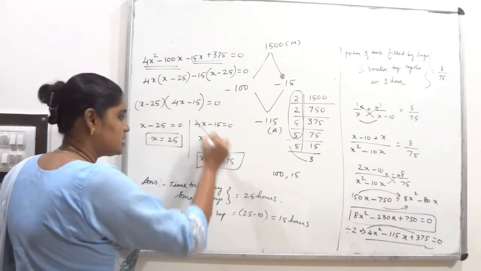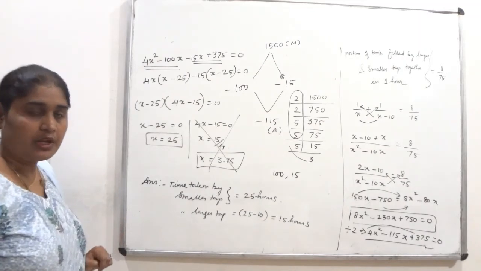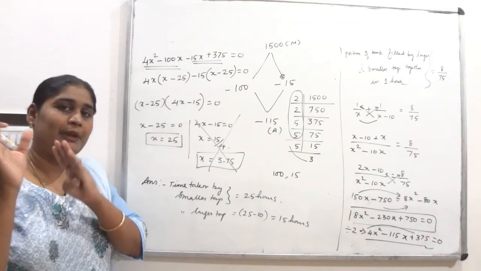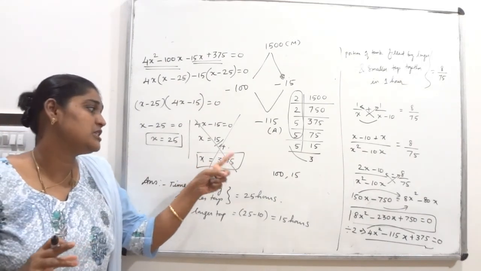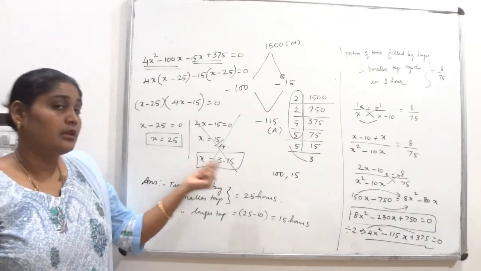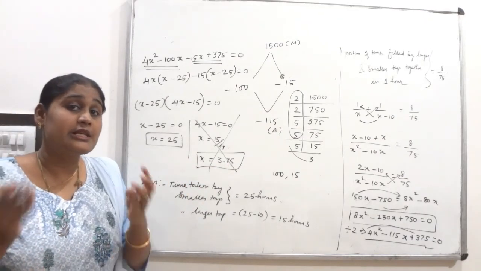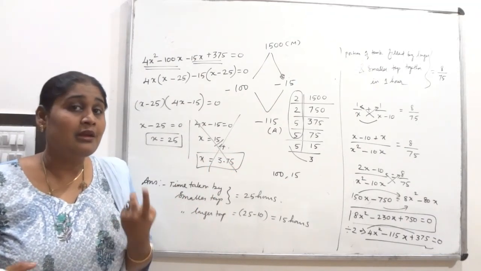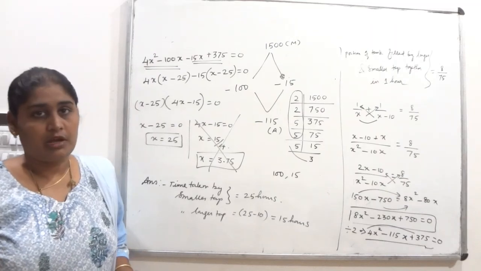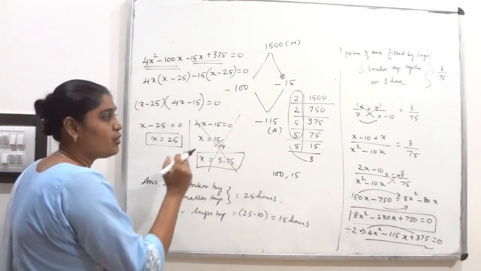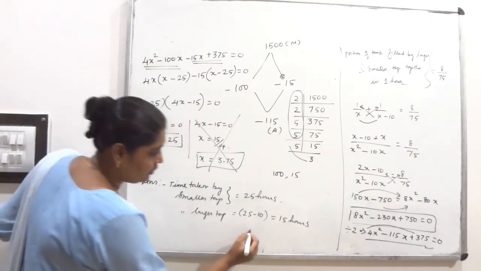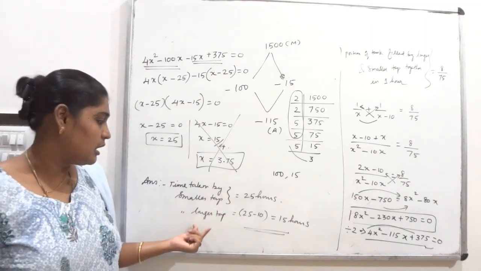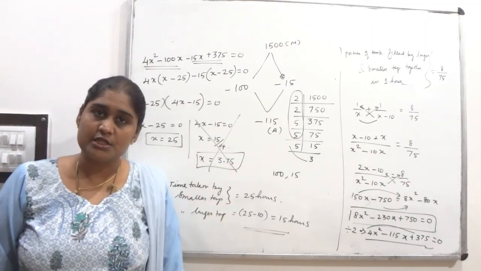Why am I cancelling this factor 4x minus 15? Because the x value I got is 3.75. So the smaller tap takes 3.75 hours to fill the tank. The larger tap takes x minus 10, that is 3.75 minus 10, which comes out negative. The time cannot be a negative value. That's why I have cancelled out this 4x minus 15 factor. So finally your answer is 25 hours taken by the smaller tap to fill the tank, and the larger tap takes 15 hours to fill the tank. Thank you.